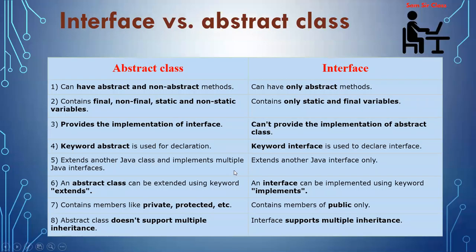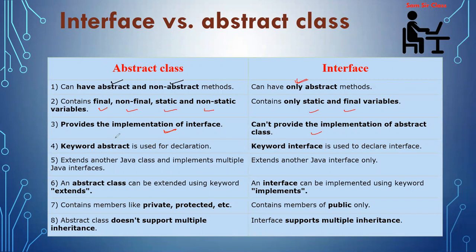Okay. Now let's finally overview the difference between abstract class and interface. As per our discussion, abstract class can have abstract as well as non-abstract methods. Clear? But interface will only have abstract methods. Abstract class can have final, non-final, static, non-static, different kinds of variables. But interface will only contain static and final variables. Okay. Abstract class can provide the implementation of interface. So a class can implement the interface, but interface never provides the implementation for a class because interface cannot implement.